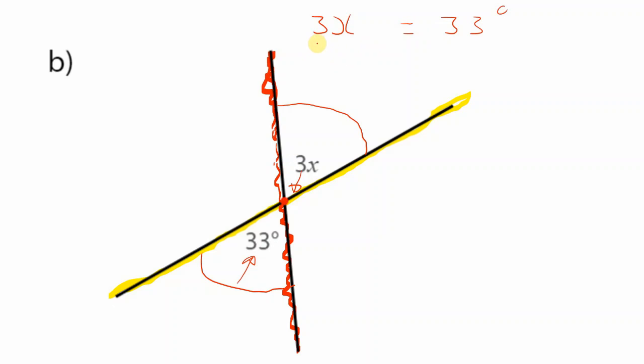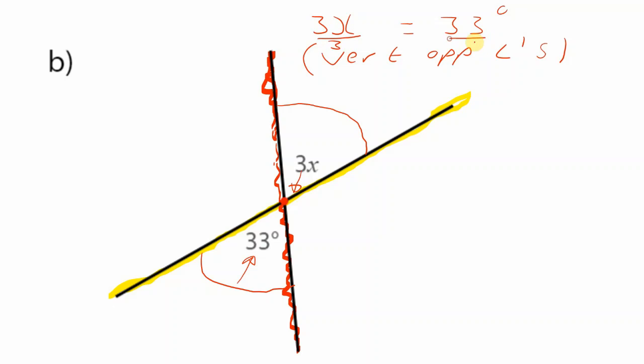We have a statement. Whenever we make a statement, in other words, saying something is true, we need a reason for why it is true. It's true because we have vertically opposite angles. So now our strategy is we don't want 3x, we want to solve x. Currently we are multiplying the 3 by the x. That's what the number in front of the letter means. We have to get rid of the 3, so we divide.